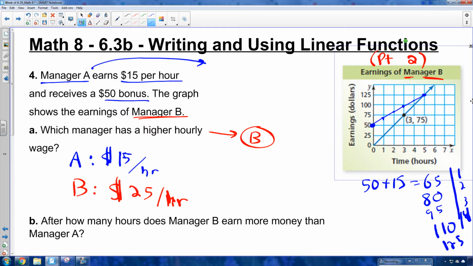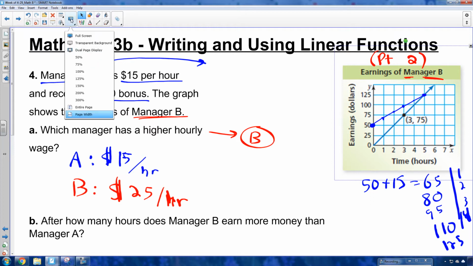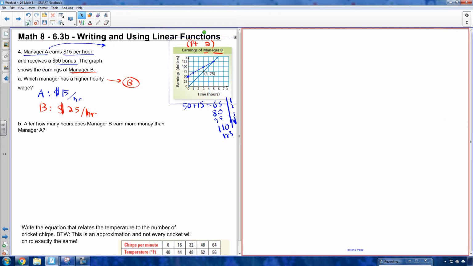Why is that? Well, if we look at the equations of these two guys, we've got manager A. His job is $15 for every hour, plus he gets $50 no matter what. A equals 15H plus 50. That's manager A. And then manager B, he gets just $25 an hour.